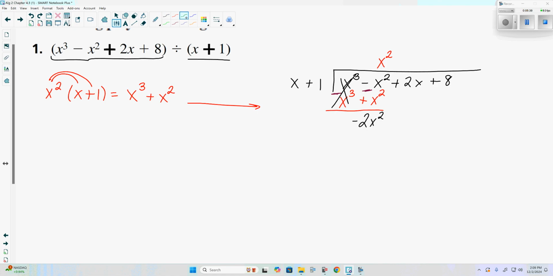Any questions on this so far? We have one step left of this first part. Are we ready? We bring the next term down.